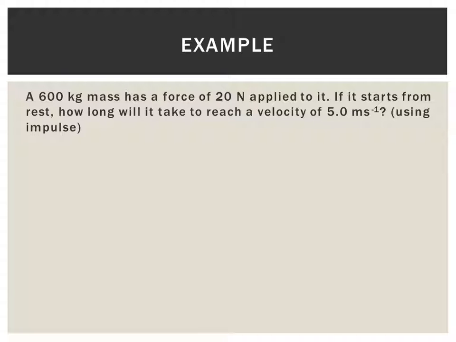A 600 kg mass has a force of 20 newtons applied to it. If it starts from rest, how long will it take to reach a velocity of 5 meters per second? You're going to use impulse to solve this. First we work out the change of momentum. Originally it starts from rest, so that's its initial, and its final is going to be 600 times 5. So that's your final minus your initial momentum.